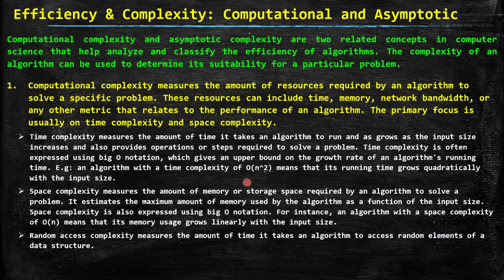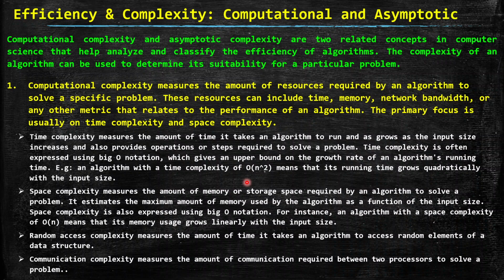Another is random access complexity, which measures the amount of time it takes an algorithm to access random elements of the data structure. We can also talk about communication complexity. This is about network bandwidth and the like. It measures the amount of communication required between two processors to solve the problem.